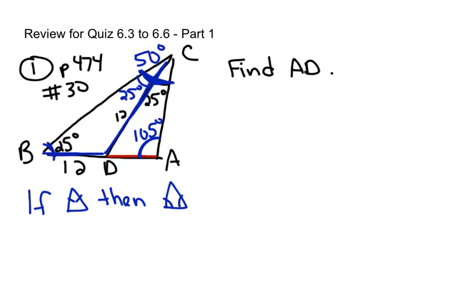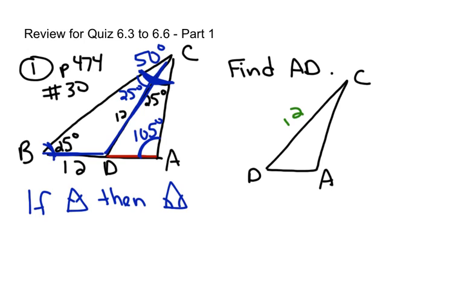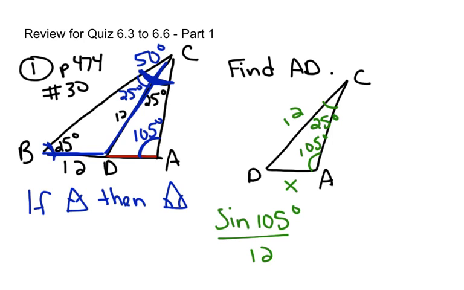Well, now that I know that that angle is 105, now I can take this little triangle DAC. I know that this is 12, this is 25, and this here is 105. I can now find the missing side by using the law of sines. The reason I can use the law of sines is because I know a side and its corresponding angle. So the sine of 105 degrees divided by 12 is equal to the sine of 25 degrees divided by x.